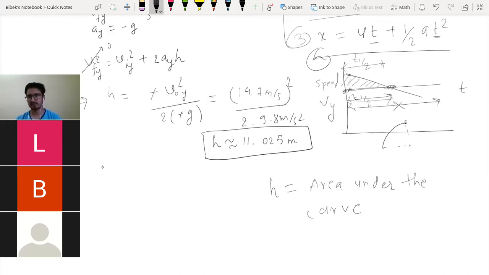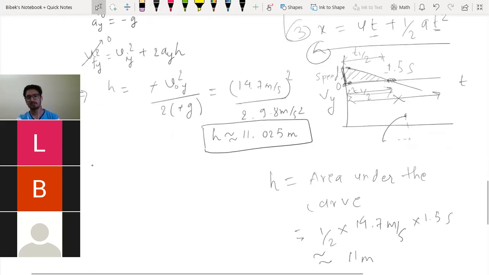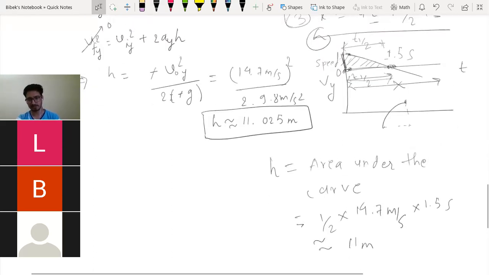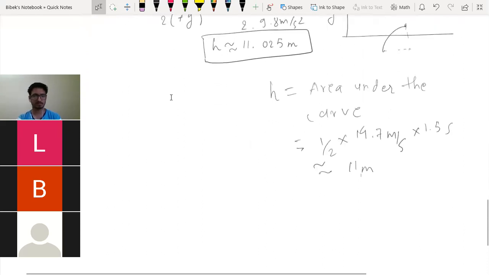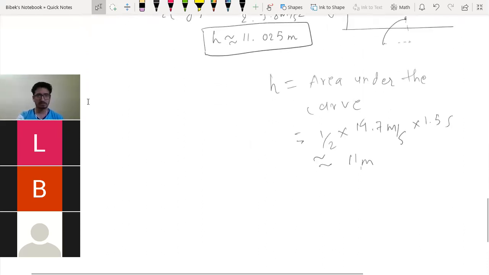This time is about 1.5 seconds, right? And we started from 0. So the area under the curve is just half times this height, which is 14.7 meters per second, times the time, 1.5 seconds. So if you do that, you'll get about 11 meters. And that's also one of the easiest ways to solve the problem. That's why I was saying area under the curve is a very important technique to find some physical quantities when you're solving problems. So let's go to number C.